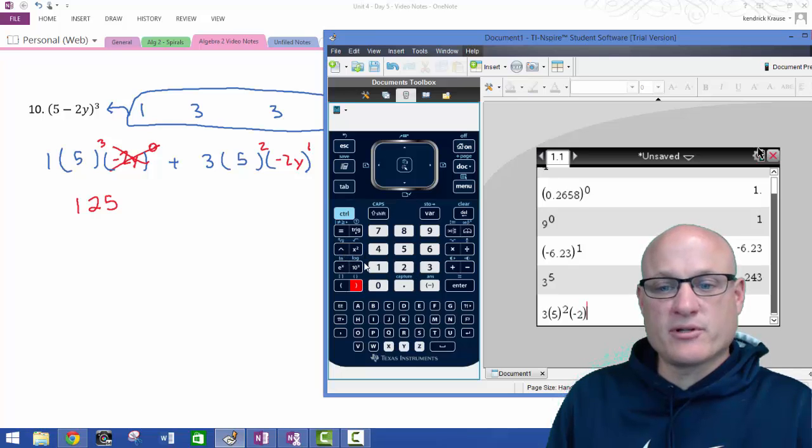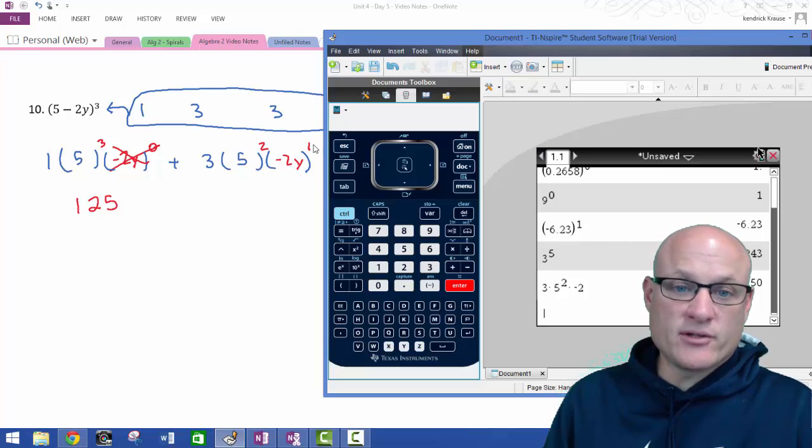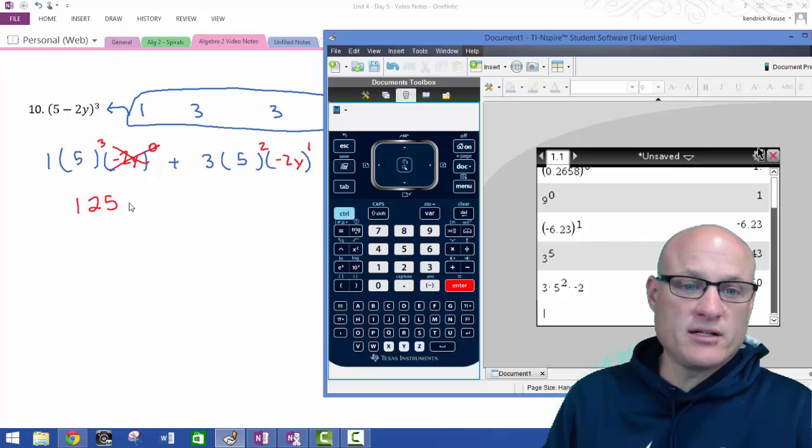Now, I don't need to put the first power because it's already there. So this is going to turn out to be a negative number. Negative 150, yes, because this is negative 2, this is 25. 25 times 3 is 75. 75 times 2 is 150. So this is negative 150.